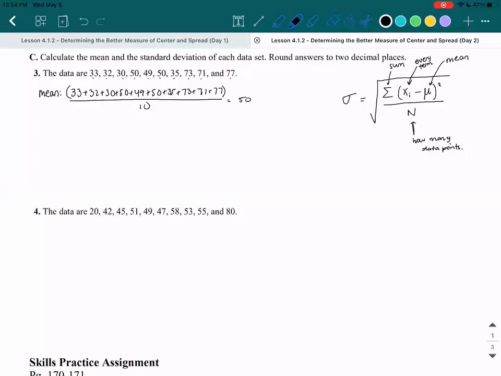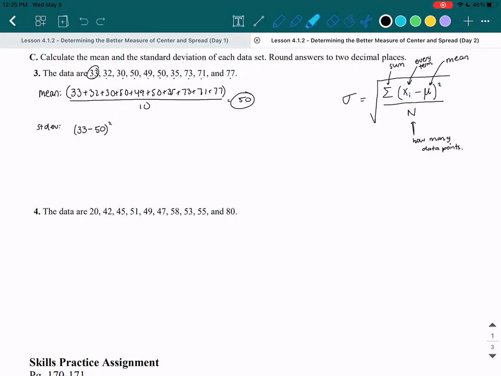Okay, so now to calculate your standard deviation. I'm just going to write STDEV, standard deviation. Okay, so to calculate your standard deviation, we want to add up every term minus the mean. So what that means is, for example, this is your first term, is 33. We're going to subtract from it the mean, which is 50. And we're going to square that. So that's this part, every term minus the mean squared.